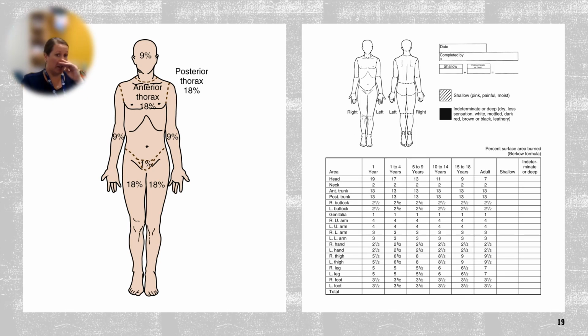This is an image of the rule of nines. This is important to understand. It's important to understand if a full arm was burnt, what percentage would that be?